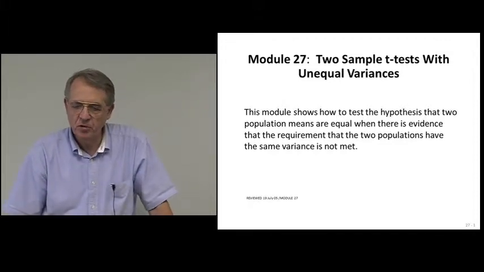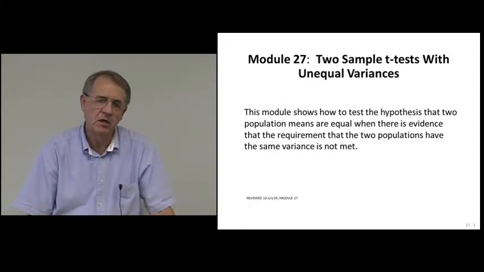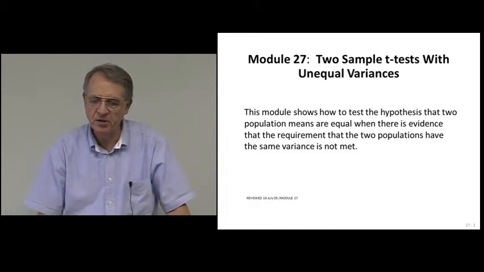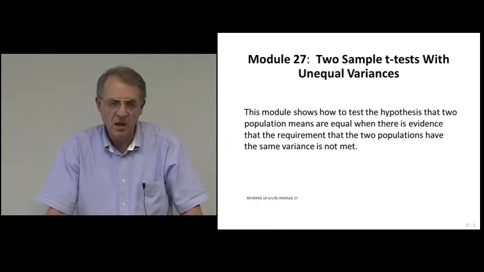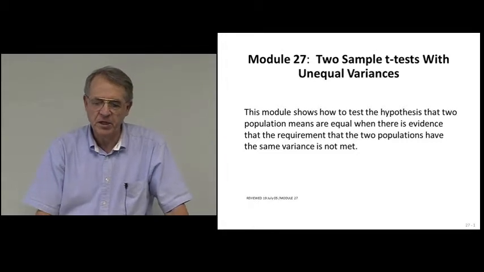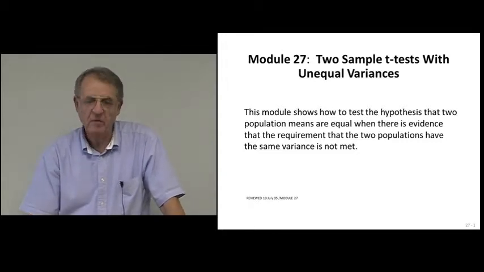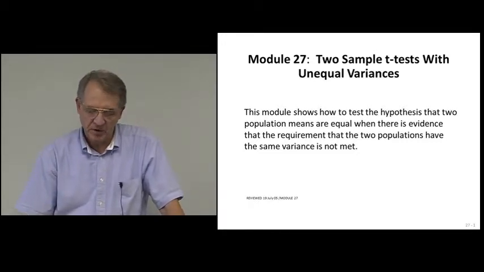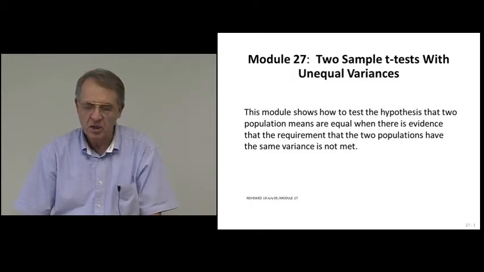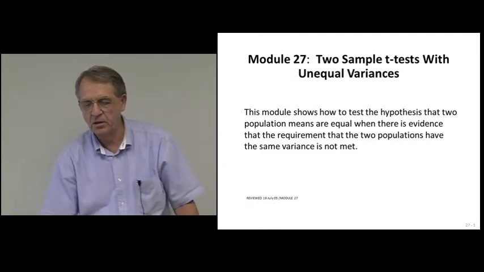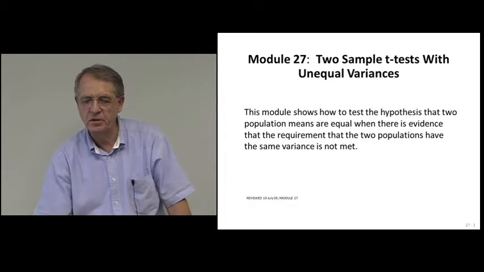This module shows the procedures for testing the null hypothesis that two population means are equal when you have evidence that the two populations have different variances. We've talked about this situation in previous modules, and so now it's time to deal with this particular situation.